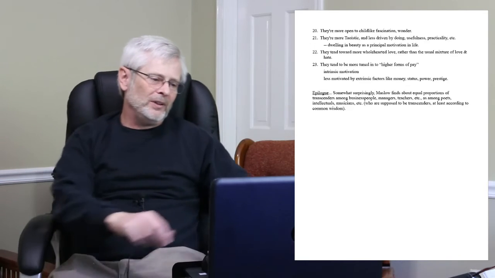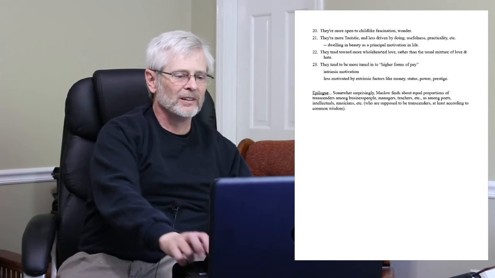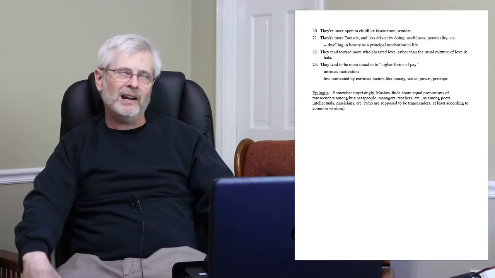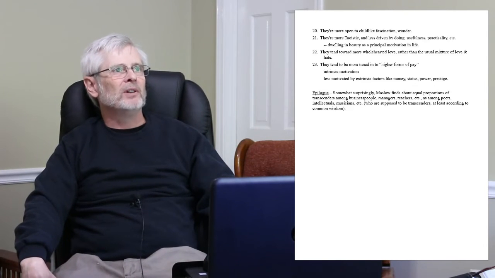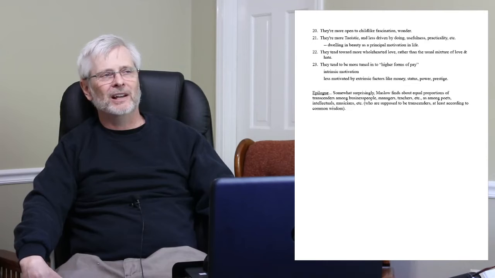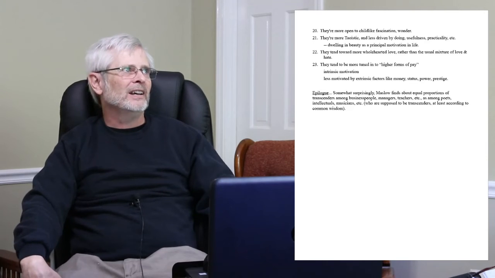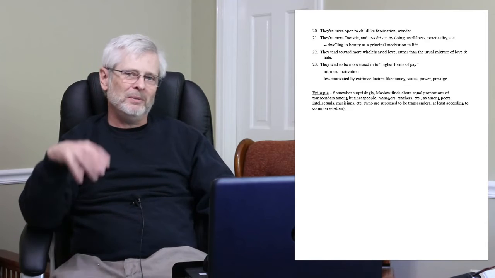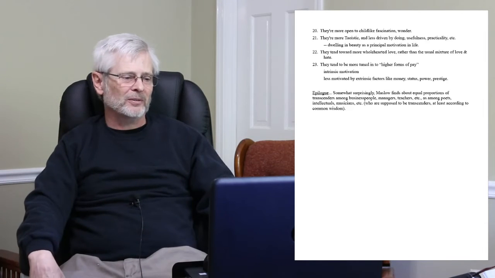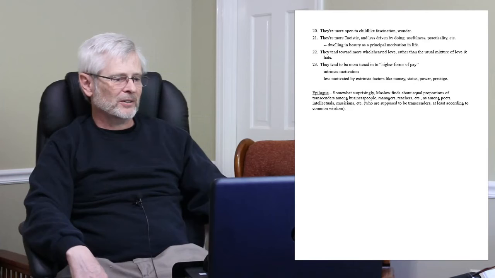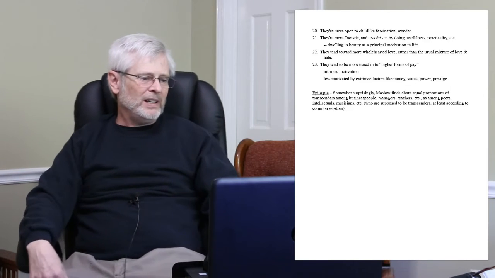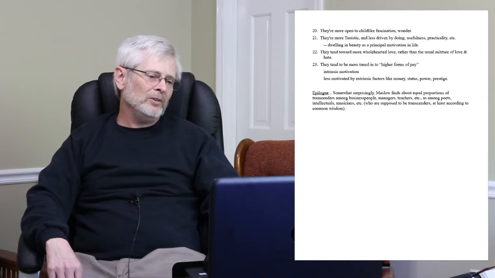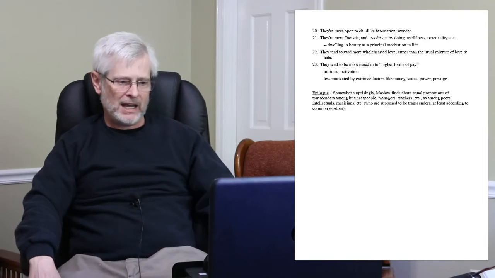Number 22, these Theory Z people tend toward more wholehearted love rather than the usual mixture of love and hate. I think most of the time, most of us have a love-hate relationship with life. Like, there's certain stuff we love about it and certain stuff we hate about it. Well, these Theory Z people tend to be more toward the love end of the spectrum rather than the hate end of the spectrum. Okay, number 23, they tend to be more tuned into higher forms of pay, is how he puts it.